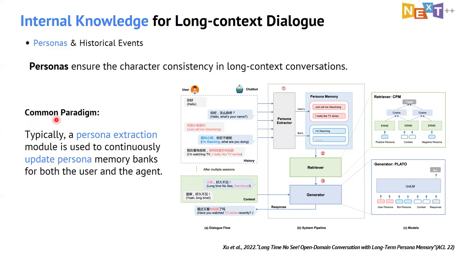And here is a common paradigm, which is also a paper in ACL 2022. In this framework, the authors used a persona extraction module to continuously update persona memory banks for both the user and the agent. So after we extract this kind of persona from the previous conversation session, we can use these personas in the future session to facilitate a more consistent and more appropriate conversation with the user.